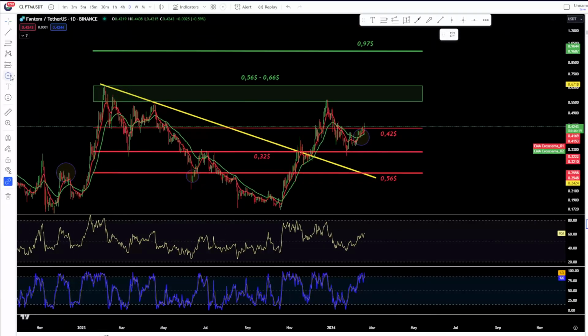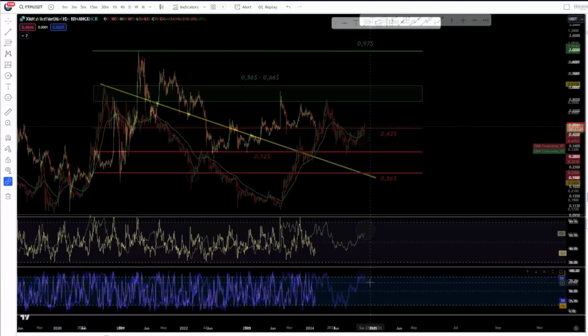The RSI indicator shows an upward movement with room for the price to go a little higher. But caution should be exercised because the stock indicator reflects at the upper limit, which may limit the growth.